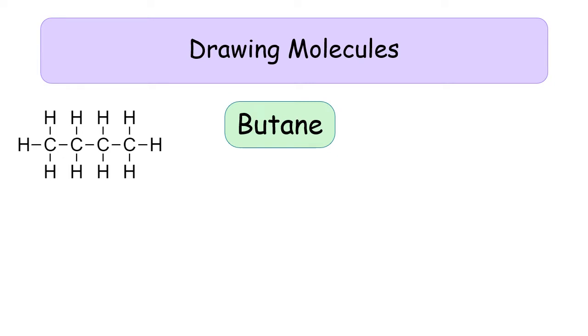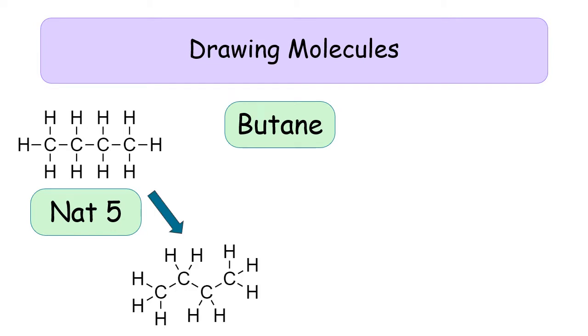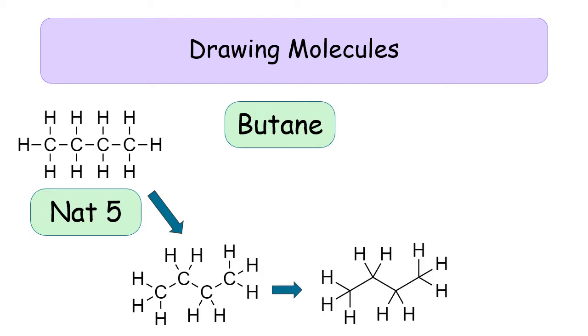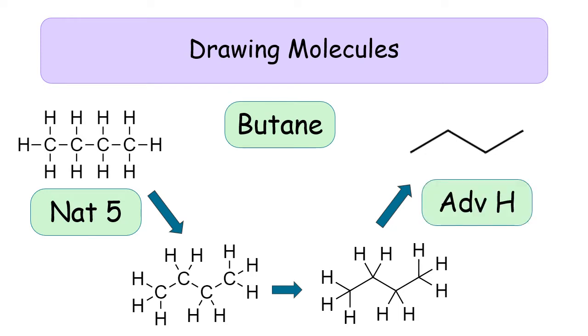Now, if you were to make the model of butane, it wouldn't be a straight line. It's actually a zigzag. So we could represent it more accurately as shown there. And if we want to simplify that, we could take out the carbons and just show the hydrogens coming off each carbon. We can simplify that even further by actually not even showing the hydrogens and assuming that they're there. And that is what takes us to our skeletal representation of butane. And that's what you need to be able to do at Advanced Higher.